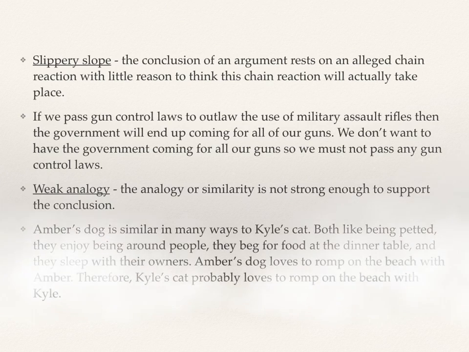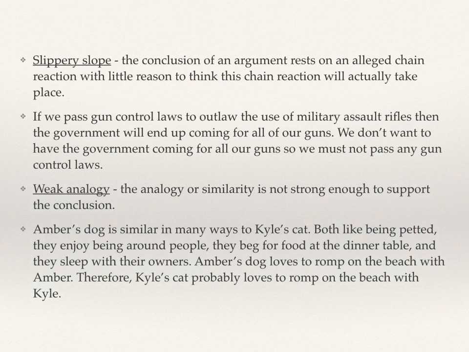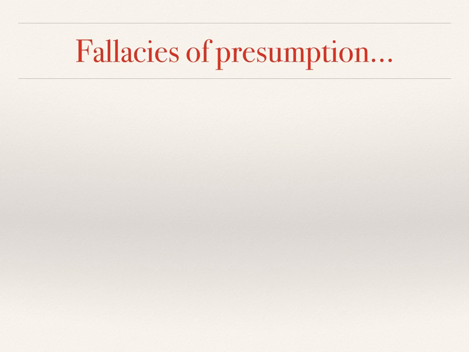An example that's given in the book is that Amber's dog is similar in many ways to Kyle's cat. Both like being petted, they enjoy being around people, they beg for food at the dinner table, and they sleep with their owners. Amber's dog loves to romp on the beach with Amber. Therefore, Kyle's cat probably loves to romp on the beach with Kyle. Obviously, this argument overlooks some important differences between the fact that Amber's dog is a dog and Kyle's cat is a cat. So that's an argument from weak analogy.